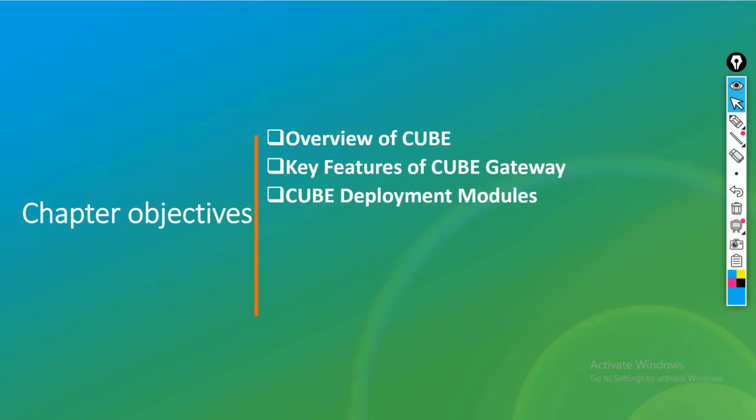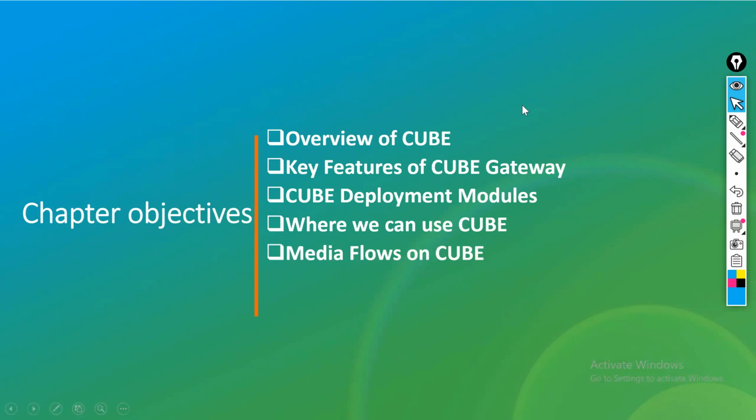The next, CUBE deployment models. Yes, we have three different types of deployment models. Then where we can use the CUBE, meaning in exactly which scenario, which topology we are able to use this CUBE. Then media flows on the CUBE.